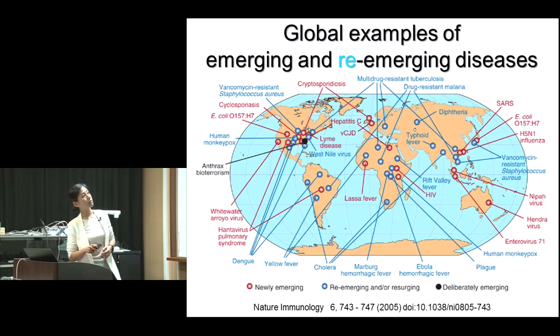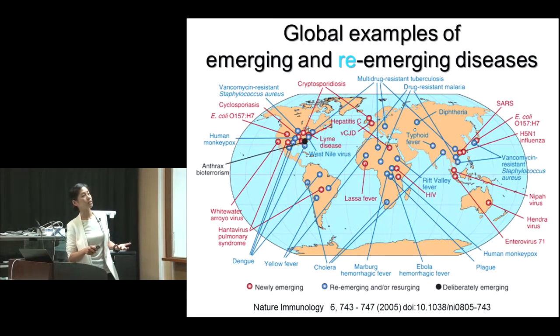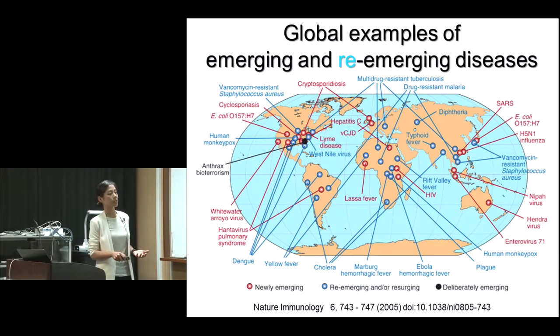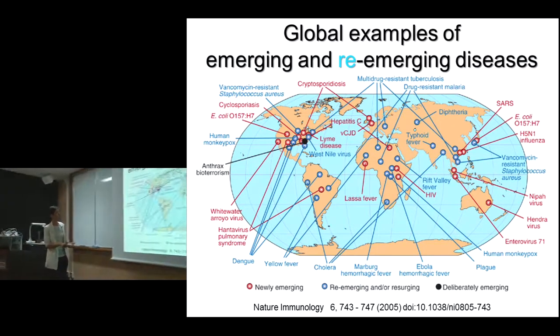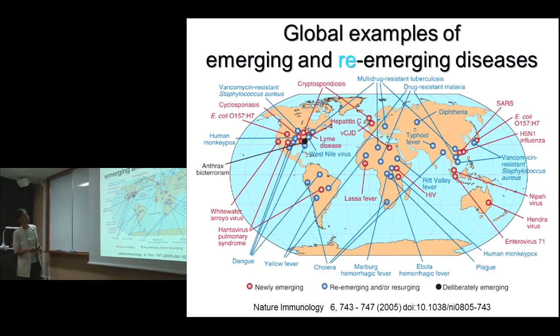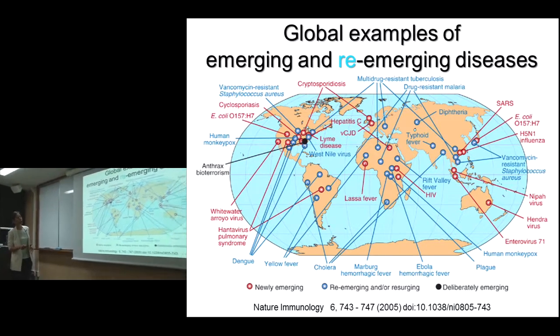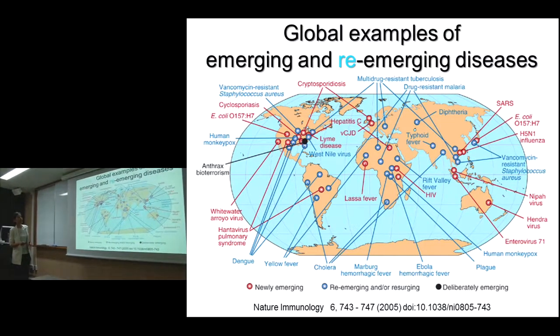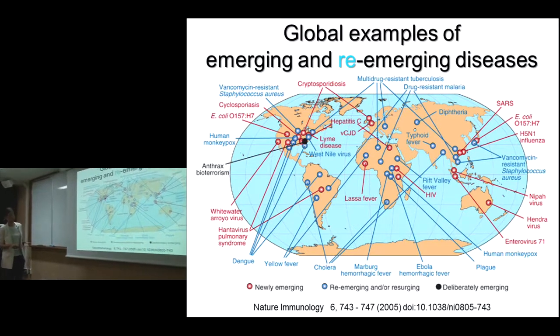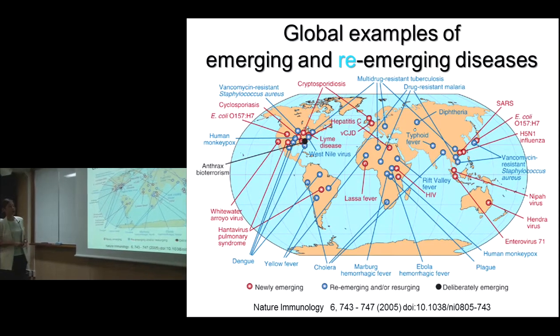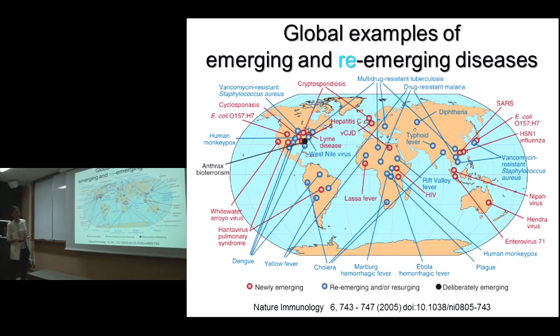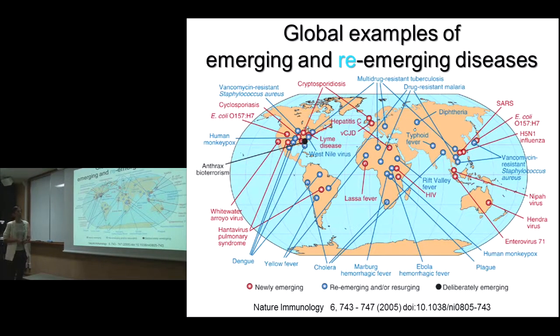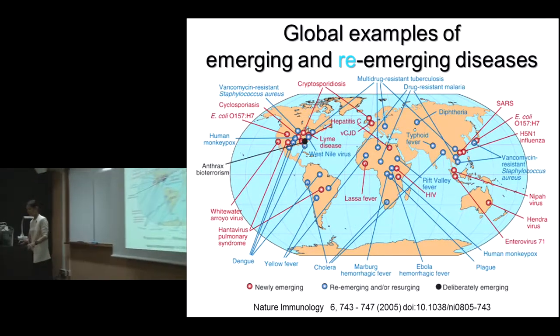As shown here, these are some examples of the emerging and re-emerging diseases. Newly emerging diseases are shown in red, for example, SARS, E. coli, H5N1 influenza, and the re-emerging diseases are shown in blue, for example, plague, as we have talked about throughout the course, cholera, and so on and so forth.